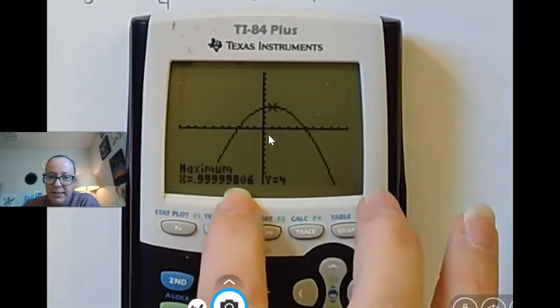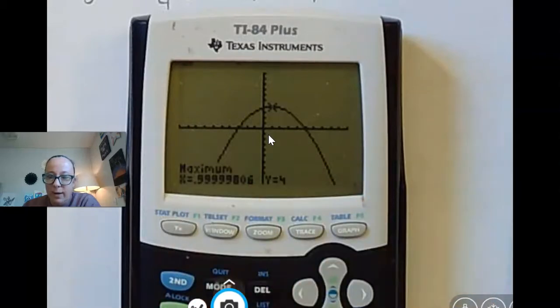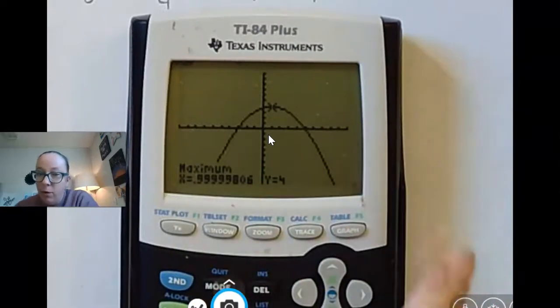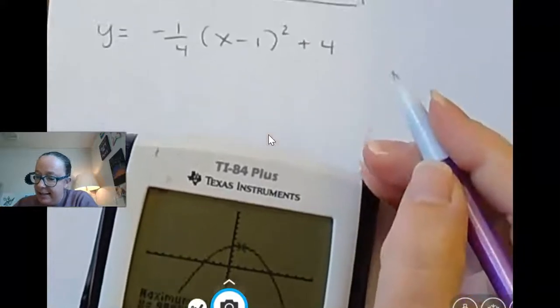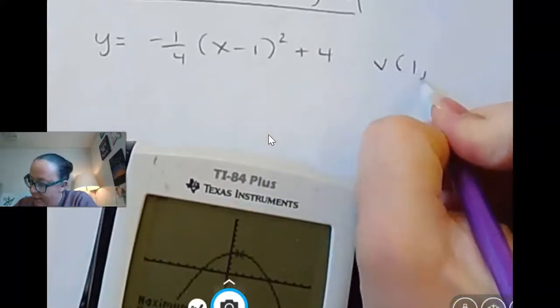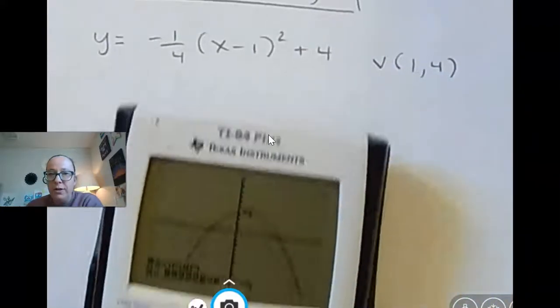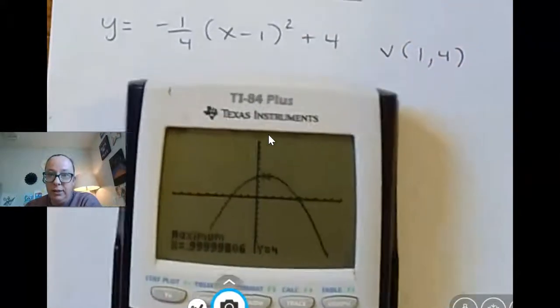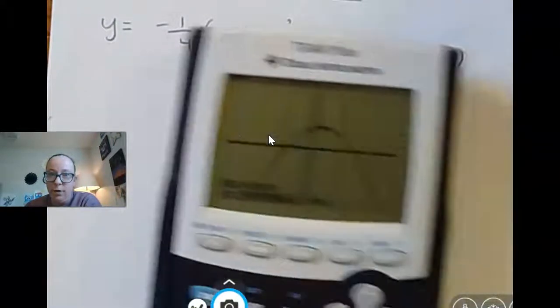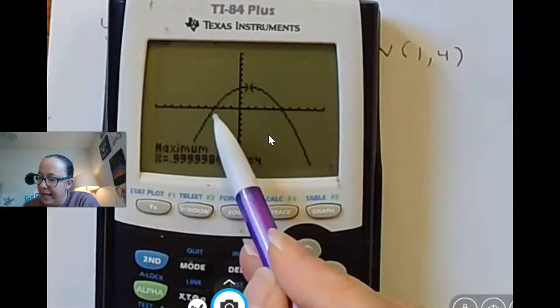Now, anytime you see a 0.999999, it's 1. So we know that our maximum or our vertex to this from our calculator is 1/4. I also could just do it by hand or just look. This is in vertex form, 1/4. Now, how would I get these values?